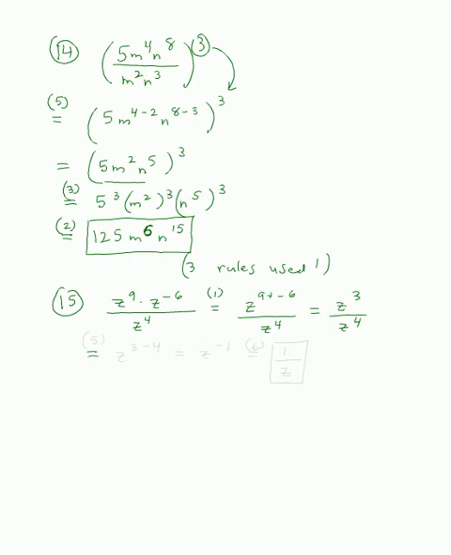Next, we use the quotient rule. We know this is equal to z to the 3 minus 4th. And again, quotient rule, so that's rule 5. This gives us z to the negative 1. Finally, by rule 6, I know this is equal to 1 over z. Remember, I can't have a negative power as my final answer.